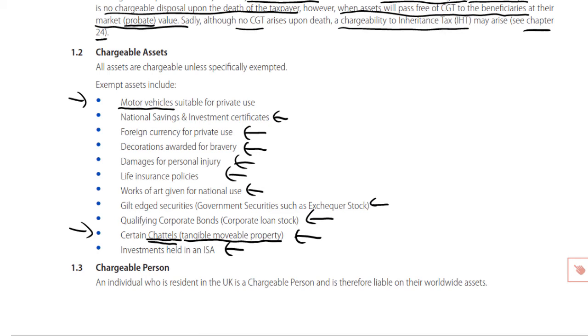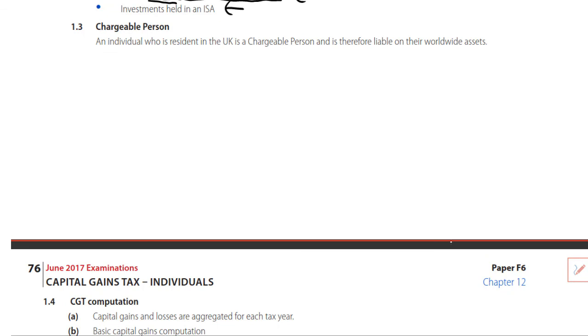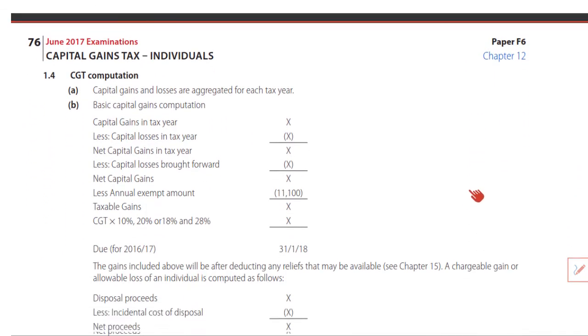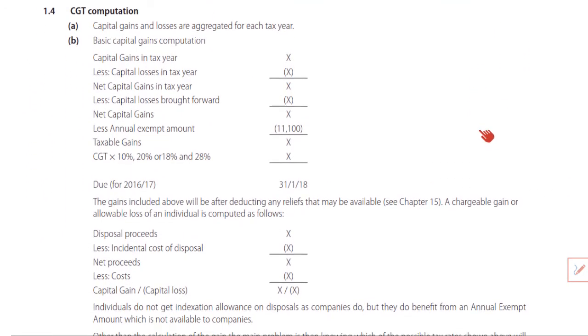Those are the two main terms, chargeable disposal and chargeable asset. Chargeable person, again, basically someone resident in the UK, is liable on their worldwide assets. And that's as much as you need to know so far as F6 is concerned. Okay, moving on. How do we calculate individual gains and the amount of gains that are subject to tax, the taxable gains, and how do we then tax those taxable gains?